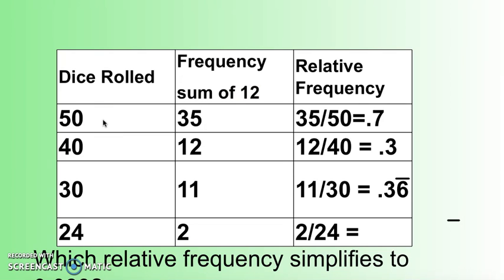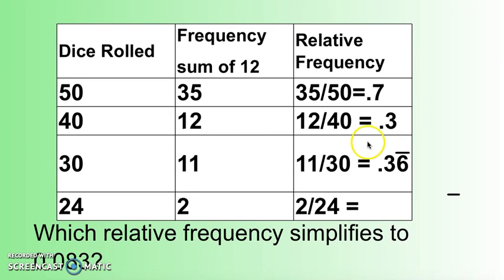And we just finished a video on experimental probability. So what we did, remember, we took how many times it occurred out of the total number of times that we did the experiment. And so if I do 35 divided by 50, I get 0.7. What I'm trying to do though is look for the one that has a relative frequency of 0.083.